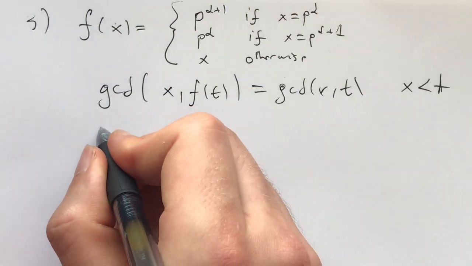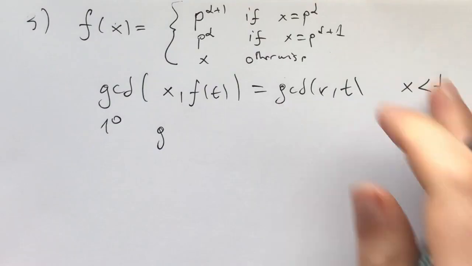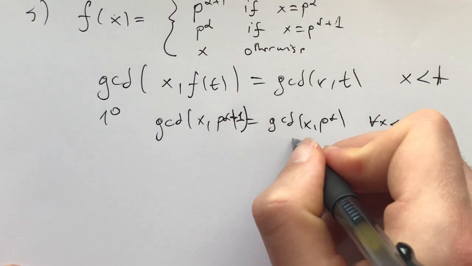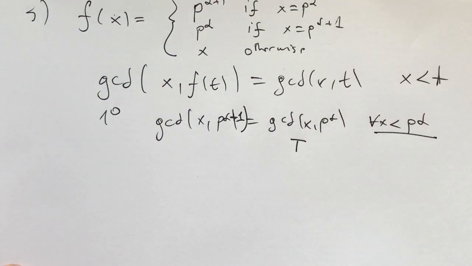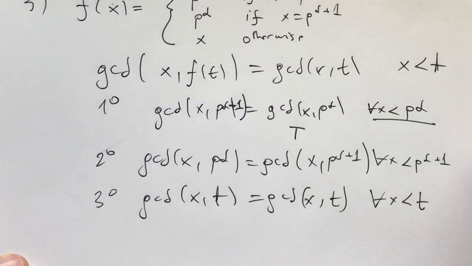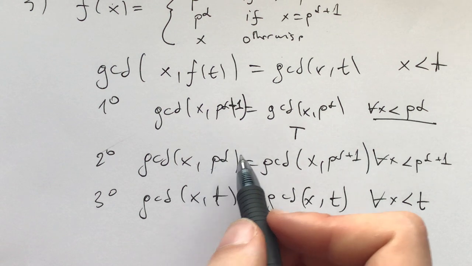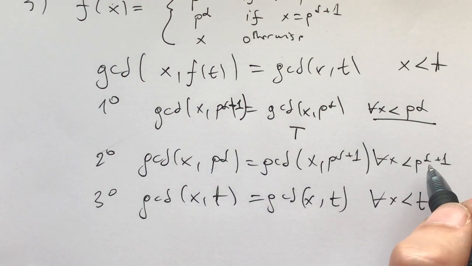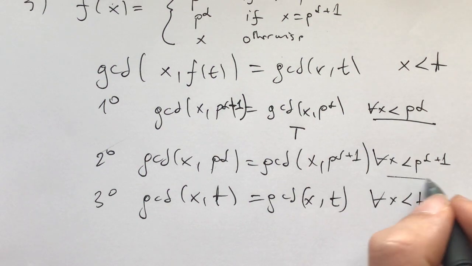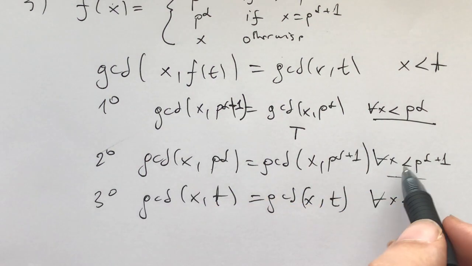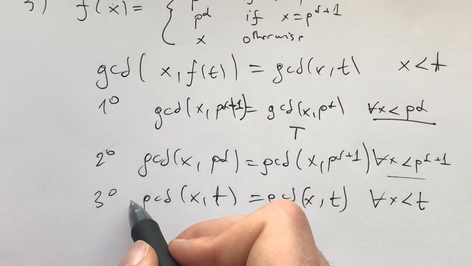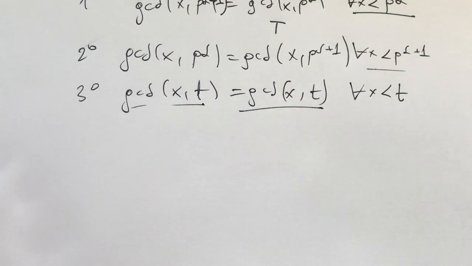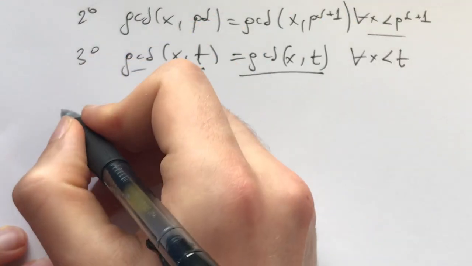If x is equal to p to the alpha, this implies that the GCD of x and p to the alpha plus 1 is equal to this, which is true because x is less than p to the alpha. And the other two imply that GCD of x and p to the alpha is the GCD of x and p to the alpha plus 1 for all x less than p to the alpha plus 1. This is also correct because x is less than p to the alpha plus 1. And finally, that this also holds, which is true because it's an identity. Now this solves the problem.